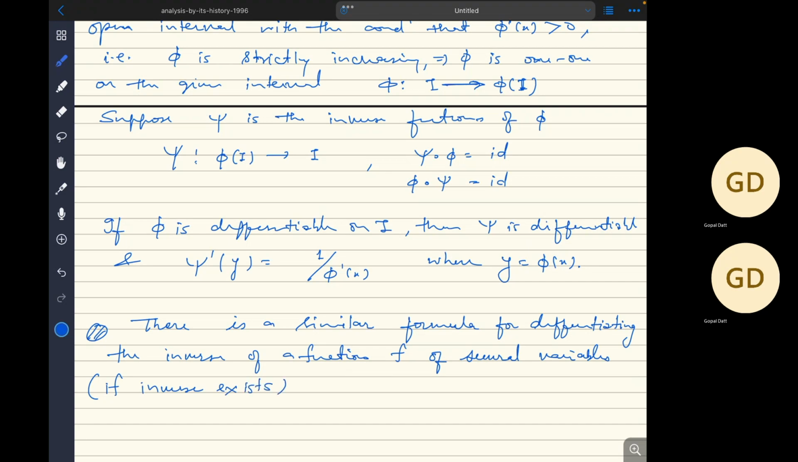Provided it exists. So we are not considering here the question whether the function f has an inverse or whether that function is differentiable. If the inverse function exists, and that is differentiable, how do we compute the derivative of that function?